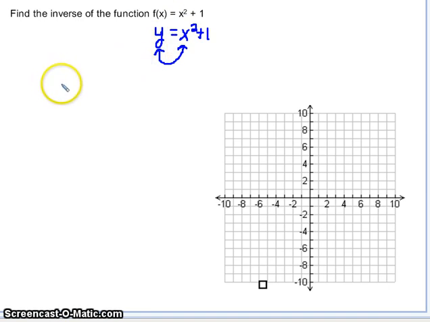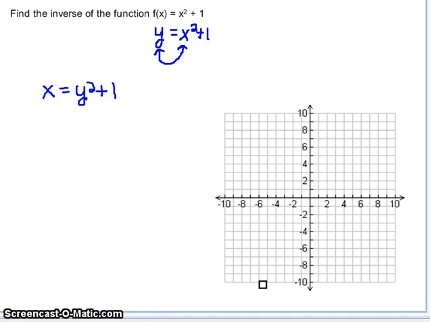Then we can come over here and I'm going to switch my x and my y. So that is going to give me x equals y squared plus 1. Now, as we said in class, if we want to graph this, we typically have our functions in the form of y equals. With linear functions, obviously y equals mx plus b, but we would never have a parabola written in this form. We would have our y isolated as well.